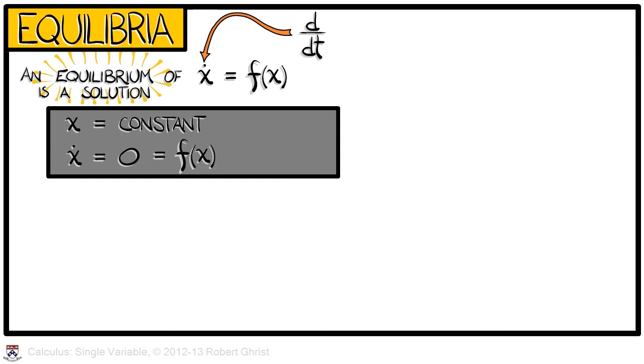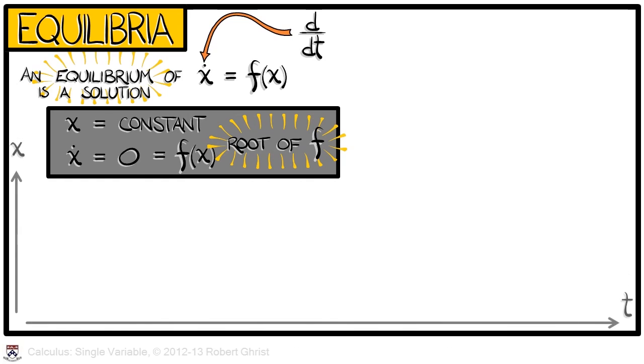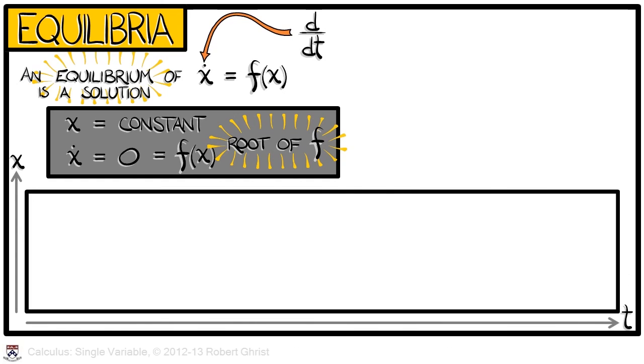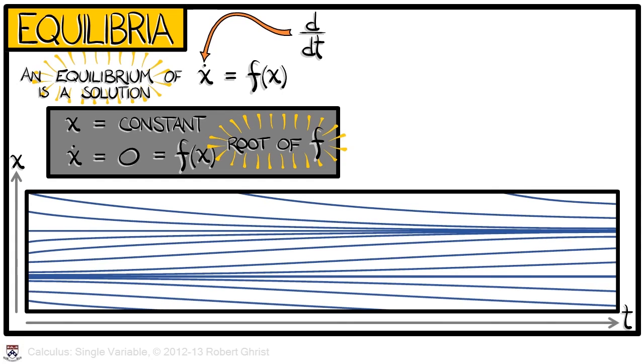Now, since x dot equals f of x, one could also define an equilibrium as a root of f, the right-hand side of the differential equation. If you look at solutions to x dot equals f of x and plot them as a function of time, t, you will occasionally find some initial condition for which you have a constant solution. These are equilibria of the system. If you start there, you stay there.